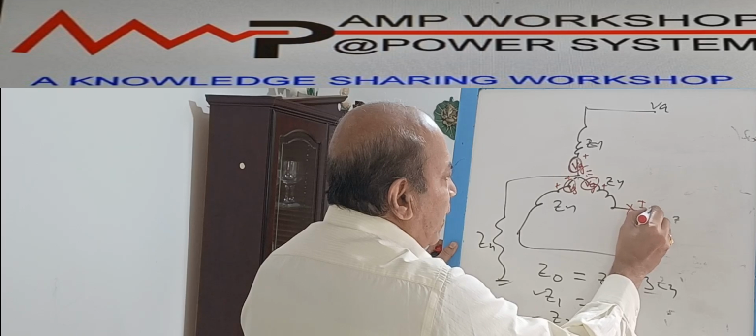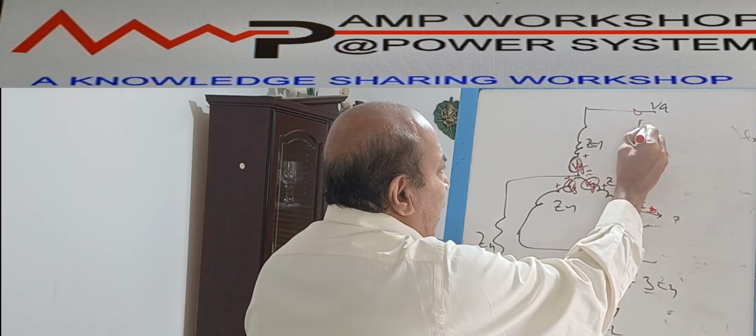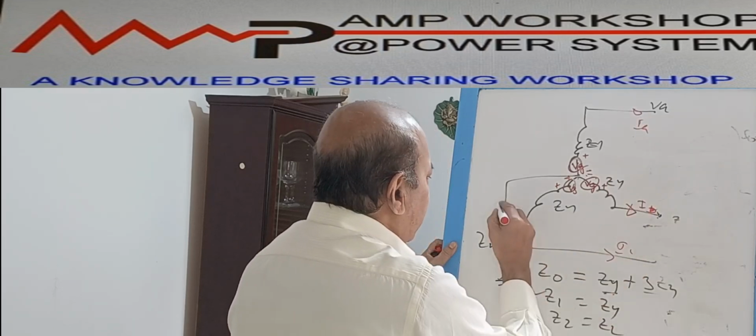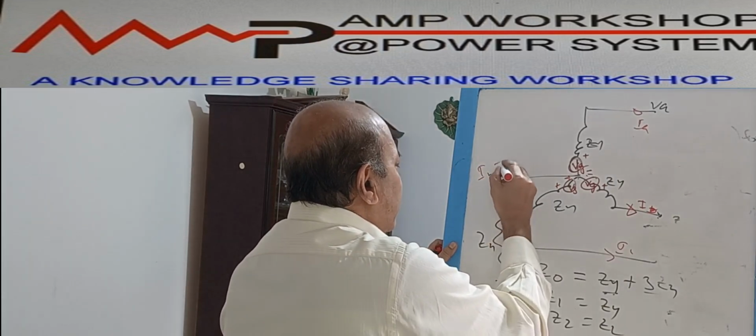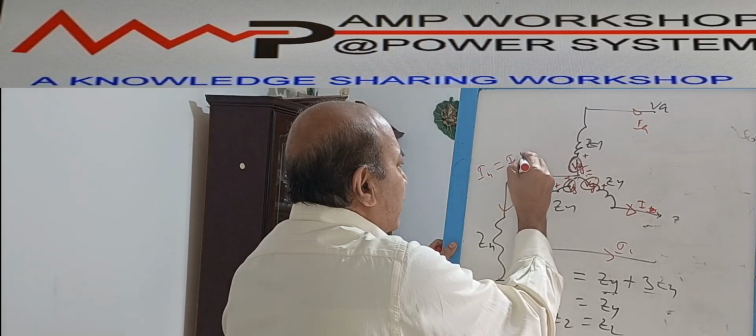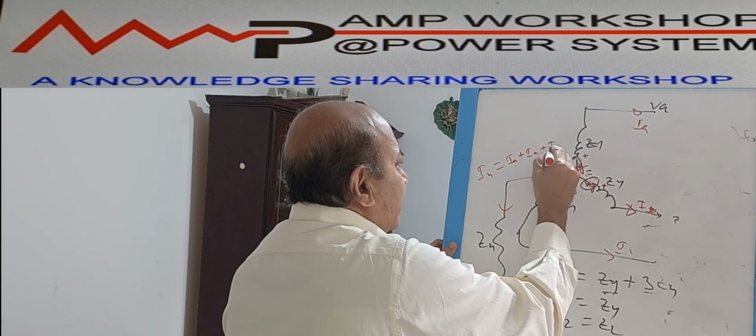Suppose this is IB, this is IA, and this is IC. And the neutral current, we know, IN equals IA plus IB plus IC.